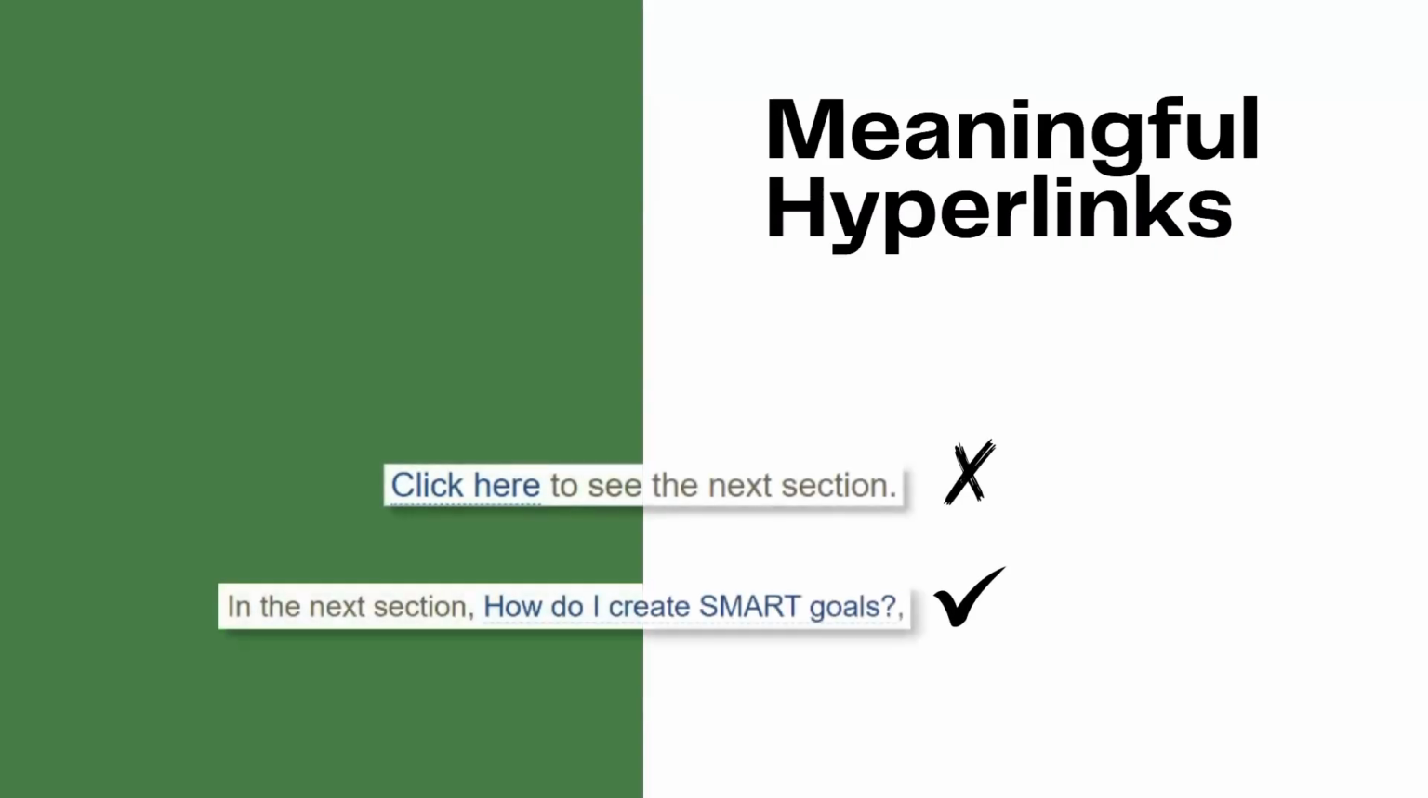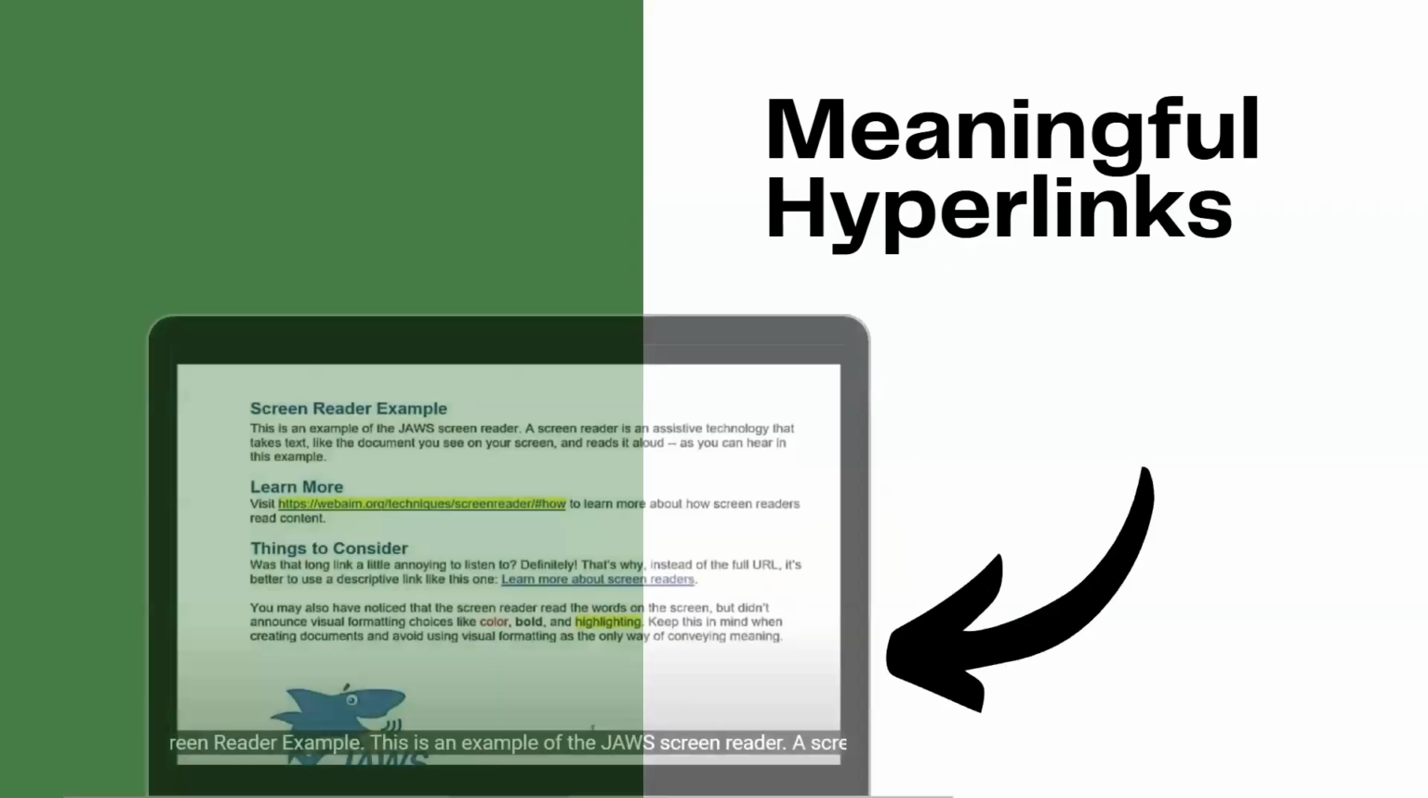The first one is meaningful hyperlinks. The first example says, click here to see the next section. That is not accessible because it's not saying where that link is leading. We also did an activity where we listened to a screen reader, and if we don't give descriptive text, it will literally read out the entire URL, like https://. So we really want to make sure we're having meaningful hyperlinks in our courses.